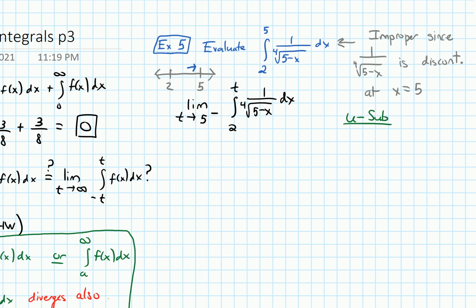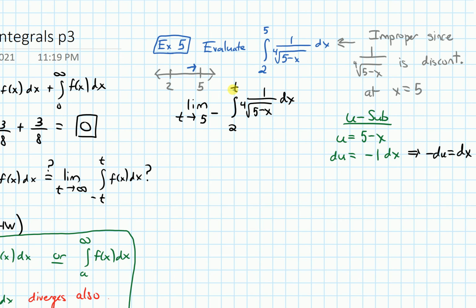And let's let u be 5 minus x. And then du, the derivative of this is negative 1. And I write dx next to it. And if we isolate for dx, we get negative du equals dx. And because we have these limits of integration, and I'm doing u sub, I'm going to do it this time by switching the limits of integration to be in terms of u.